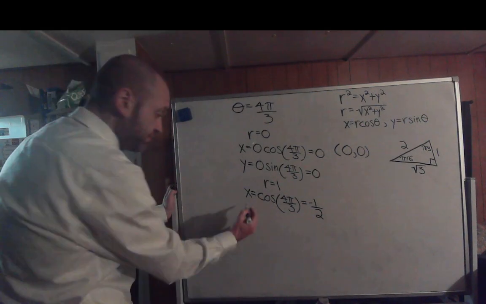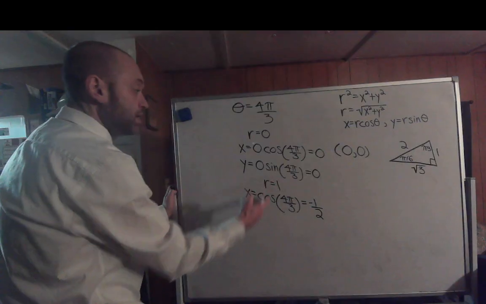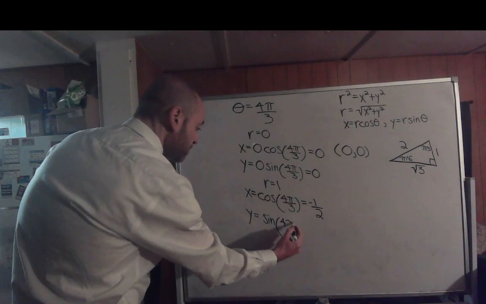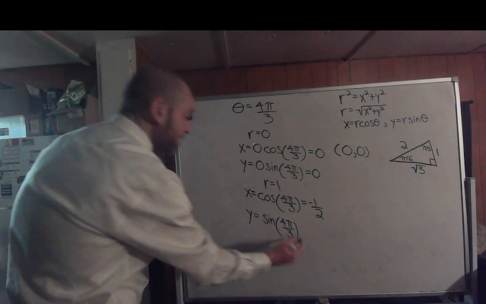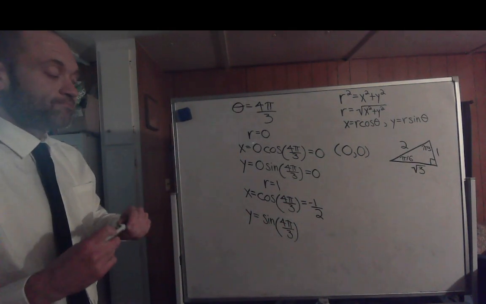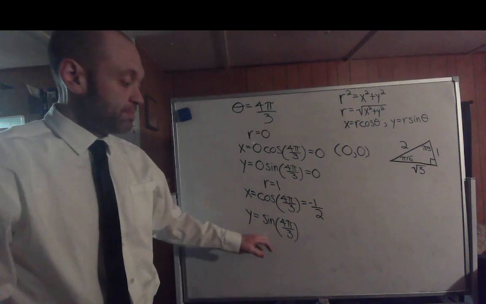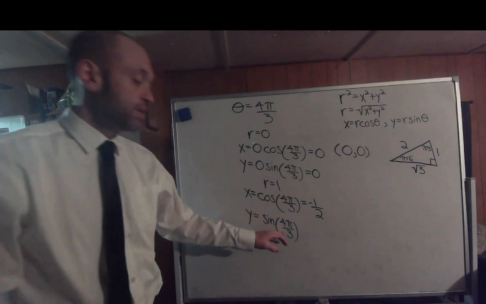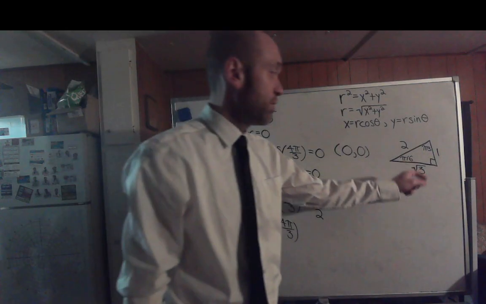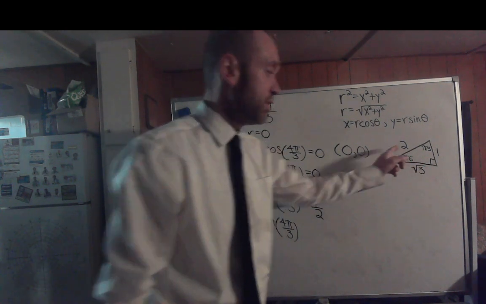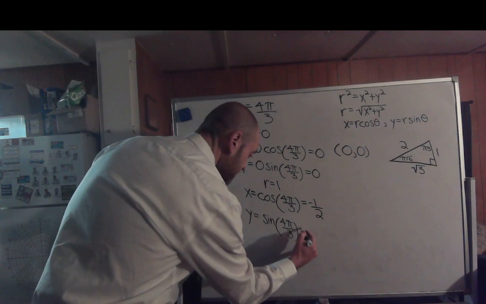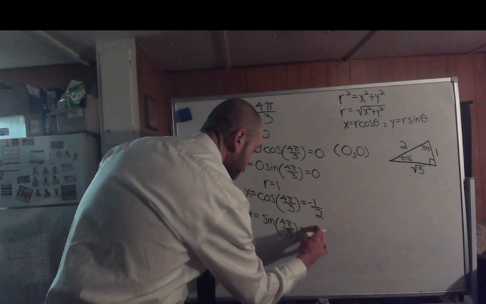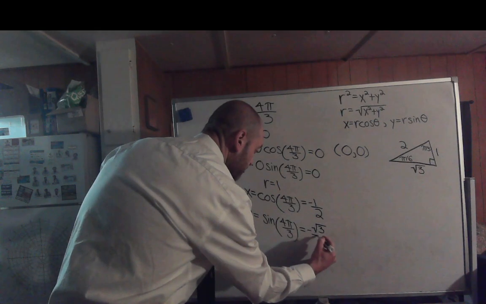Alright, now we can find y by taking that radius of 1 times the sine of 4 pi over 3. Well, we're in the third quadrant. That means the sine is also negative. So this is going to be a pi over 3 angle in the third quadrant. So the sine of pi over 3 is the square root of 3 over 2. You negate that, you get negative square root of 3 over 2. I should probably make that square root of 3, not 3/2. So negative square root of 3 over 2.